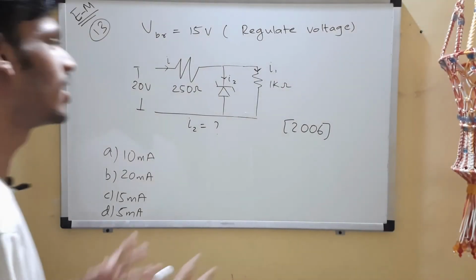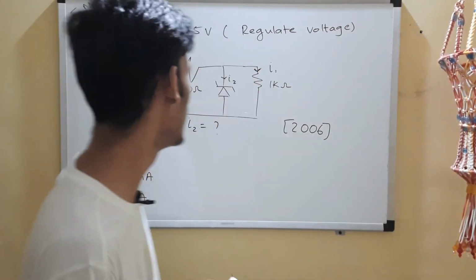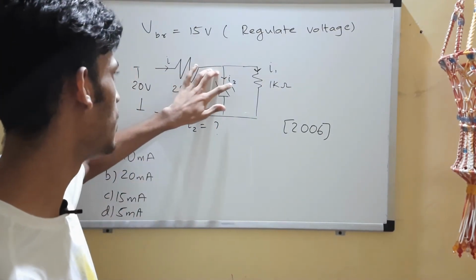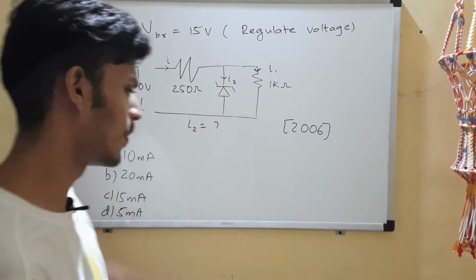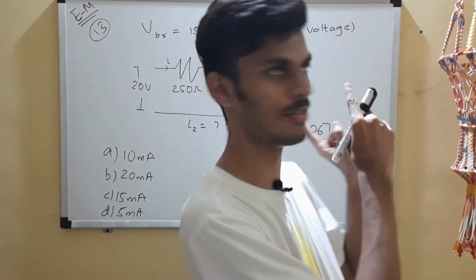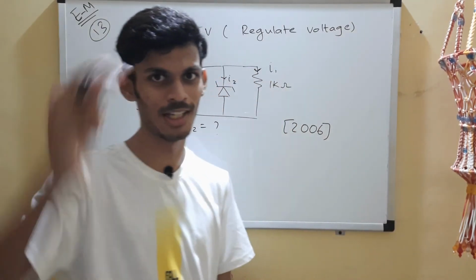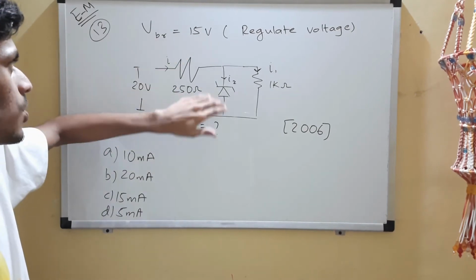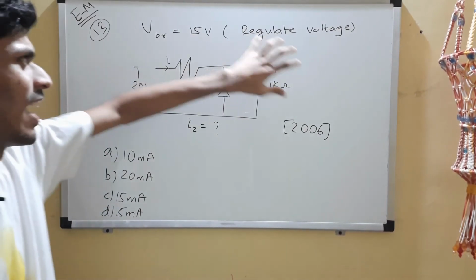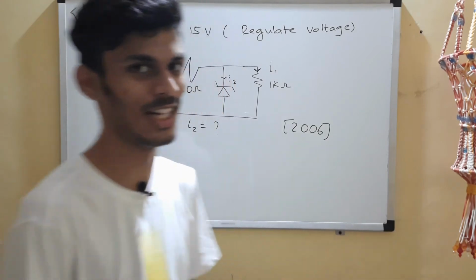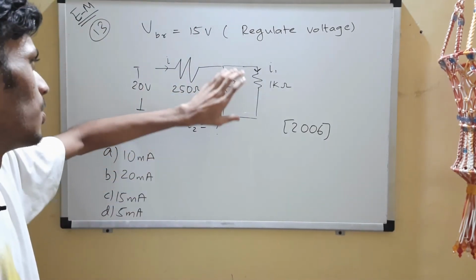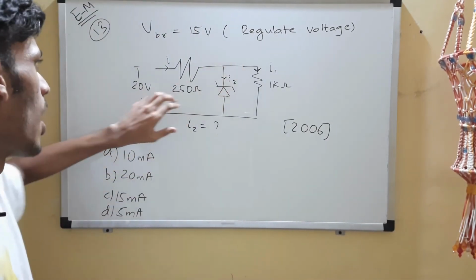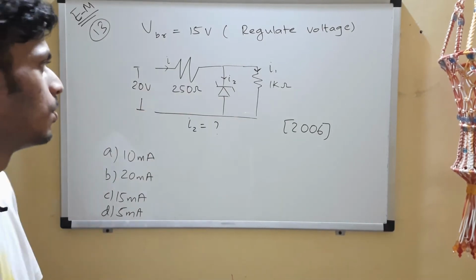Question 13 over here. In this question we are given a circuit. We are supposed to find the current I2 through this special type of diode. Do tell me which diode this is down in the comment section. We are also given that the breakdown voltage of this diode is 15 volt. It acts as a voltage regulator, so that is your hint. So you have to find the current through it.